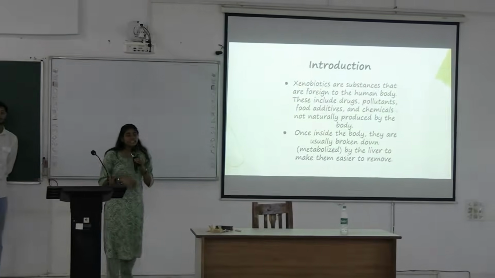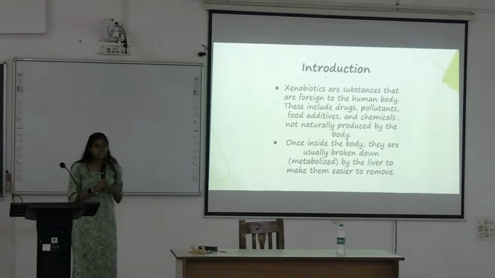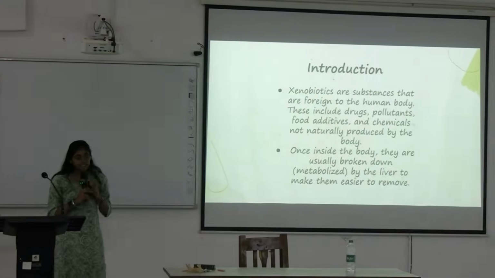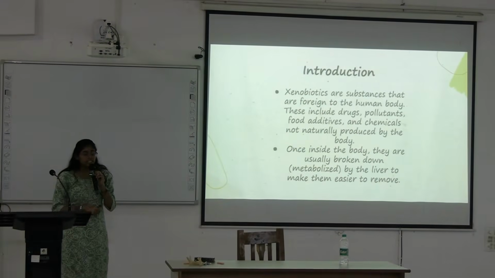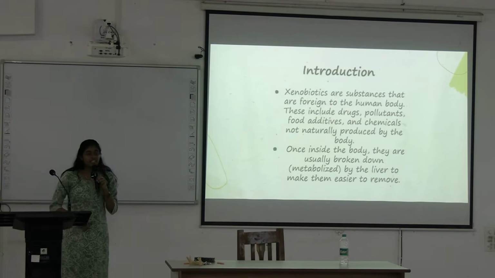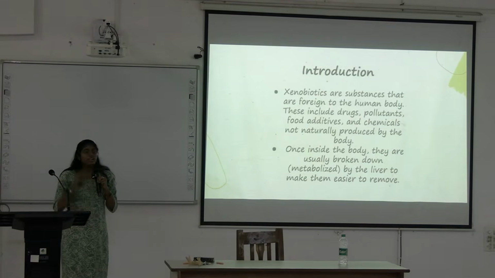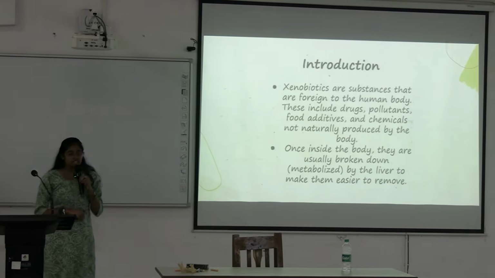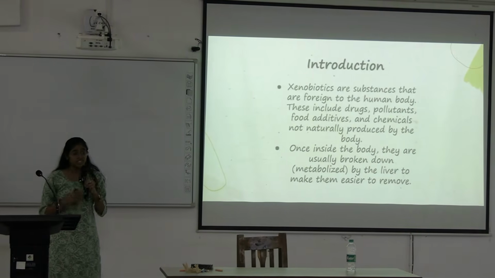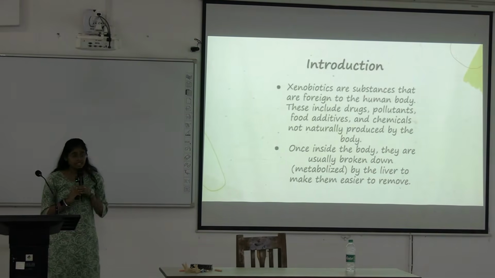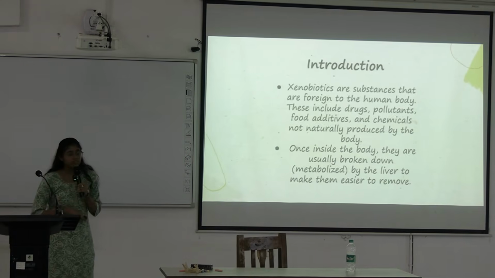So xenobiotics are the foreign or the toxic substances present in our body. They are classified in two ways: firstly, exogenous, and secondly, endogenous. Exogenous being the food, preservatives, drugs, as well as industrial chemicals like pesticides. Endogenous example, the most common one being bilirubin.